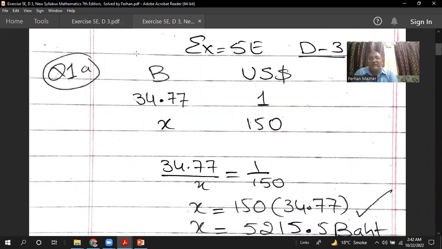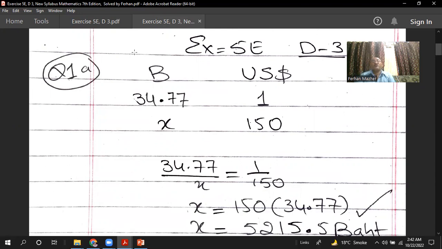So question number 1, A part, the solution is showing up. I'm going to use the method of proportion. 34.77 Thai baht is equal to 1 US dollar. If I have 150 US dollars, how many Thai baht will I get? I will write these ratios as fractions: 34.77 divided by x equals 1 by 150. Cross multiply and make x alone.